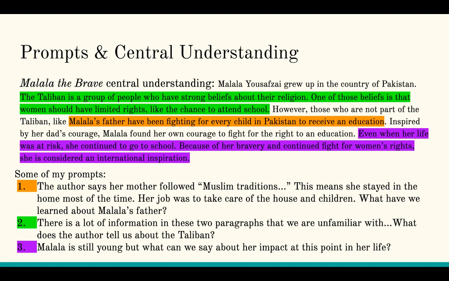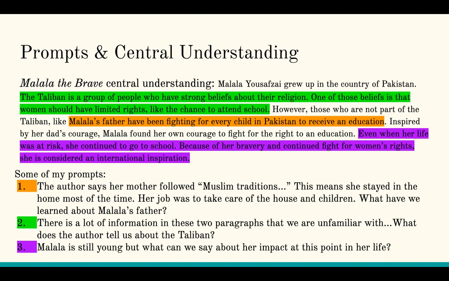In the second prompt example that I have, I was asking the students, what does the author tell us about the Taliban? So again, in my central understanding, I have that the Taliban is a group of people who have strong beliefs about their religion. One of those beliefs is that women should have limited rights, like the chance to attend school.